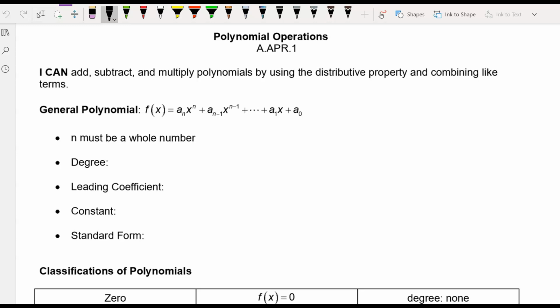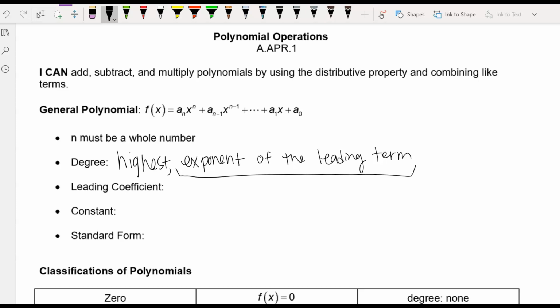So degree is the highest exponent of the leading term. Or the exponent of the leading term. I guess highest exponent or exponent of your leading term.